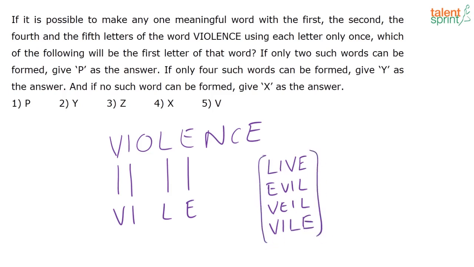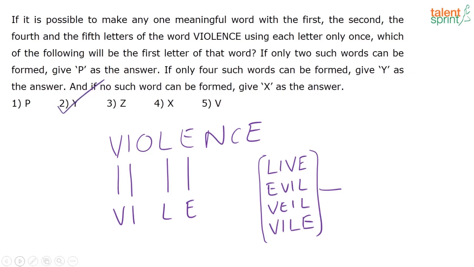Now, live meaning you should know, evil meaning you should know, veil is a cover that you wear on your face, right? And vile is a negative word, very bad, it has a negative meaning. So, you can form four words using these letters. So, what will be your answer? The answer for your question is going to be Y, correct? Four such words are formed, Y is your answer. So, answer is option 2.